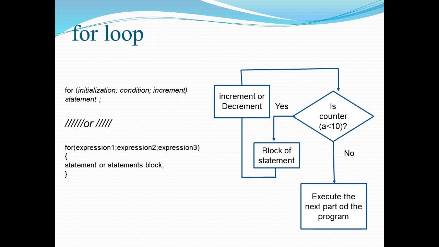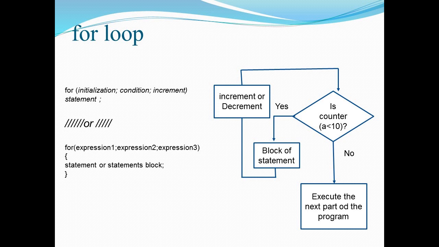Now let us look at the next looping statement, which is called a for loop. A for loop starts with the keyword for, and it has three parts written in the rounded brackets. The first is called the initialization condition. The second is called the true or false condition, and the third statement is given for incrementing or decrementing while executing the for loop.